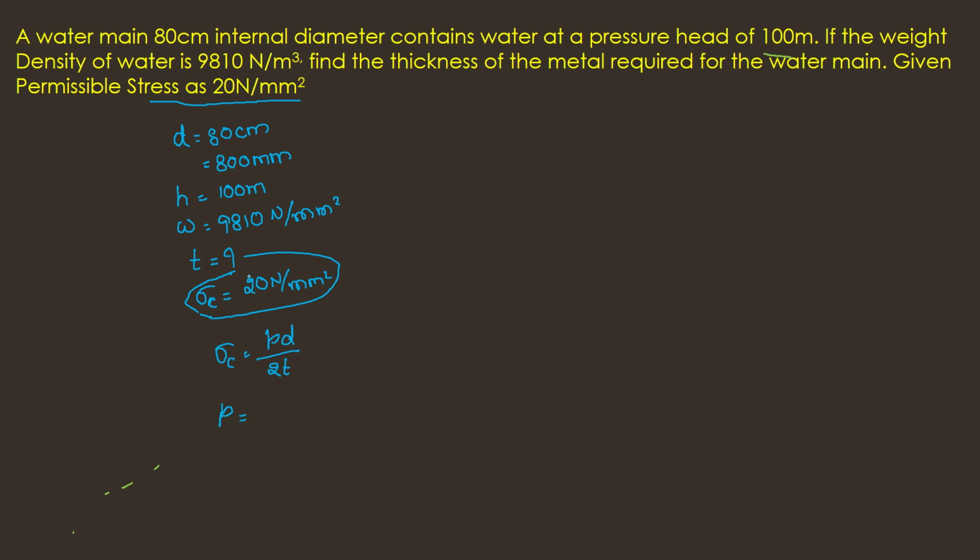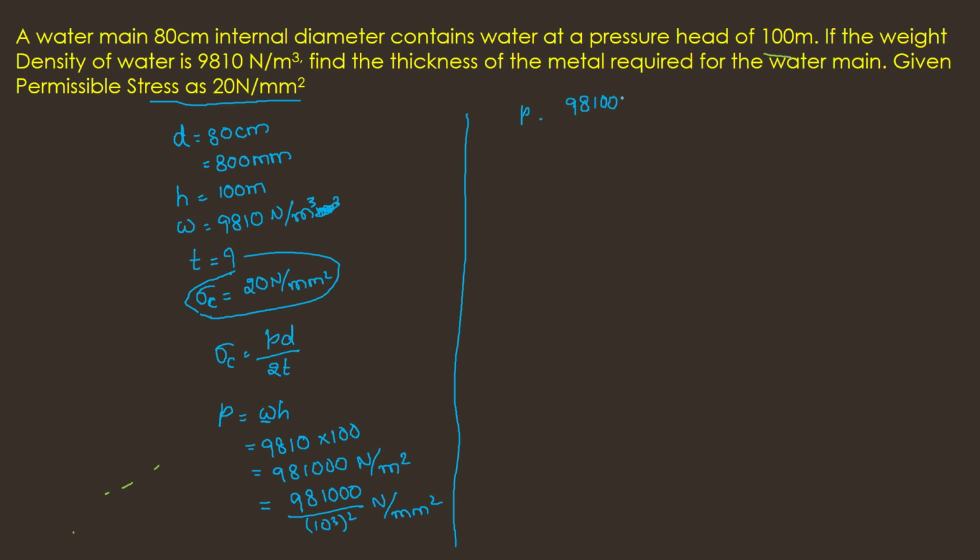The pressure can be found from fluid mechanics. P is equal to w into h, the weight density of water multiplied by the pressure head, that is 9810 Newton per meter cube, and here h is 100 meter, right? So that is 981000 Newton per meter square. I want to convert into Newton per mm square. What should I do? 981000 by 10 cube, because 1 meter is 1000 mm, whole square. Now P is 981000 by 10 power 6 Newton per mm square, right?